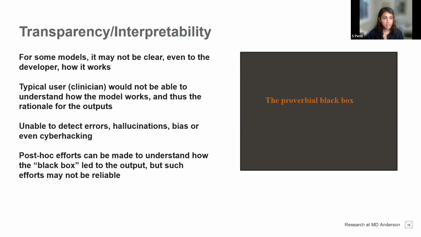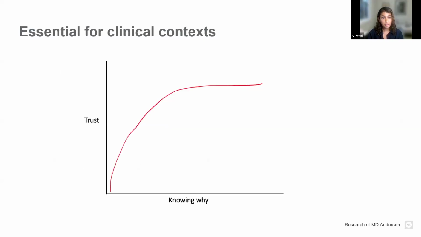Also unable to detect bias or even cyber hacking. And there are post hoc efforts that can be made to understand how the black box led to the output, but such efforts may not be completely reliable. And I think this is important.